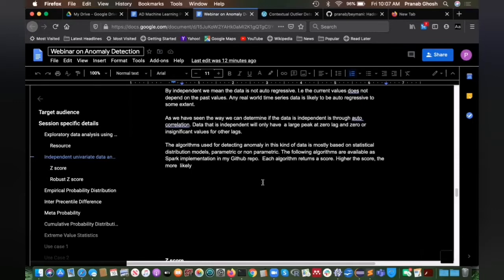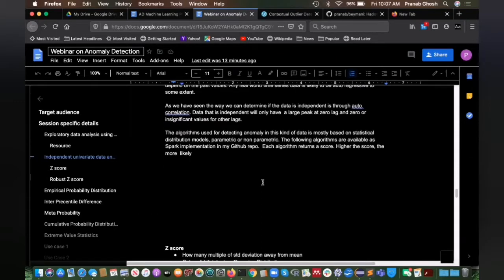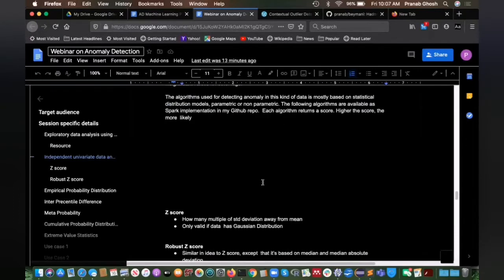So all the algorithms that we'll be discussing today are based on a statistical model. Essentially, we train a statistical model, then we use that to detect anomalies. The model could be either parametric, for example, for z-score, you have to build a Gaussian distribution model using maximum likelihood, or it could be non-parametric. It turns out that most of the algorithms that we'll be covering today use non-parametric distributions.